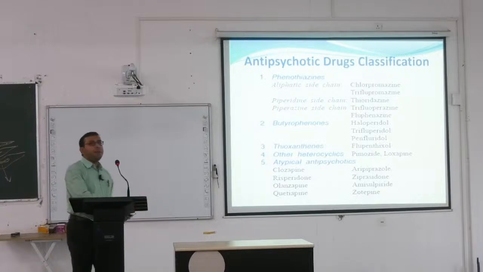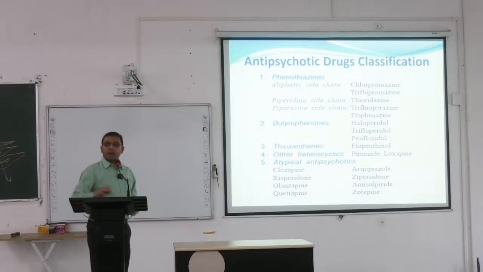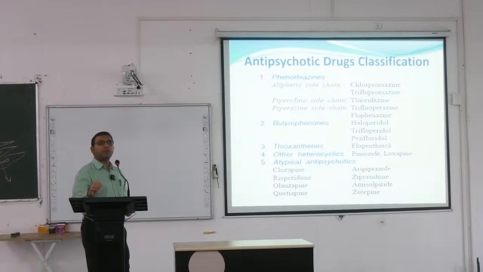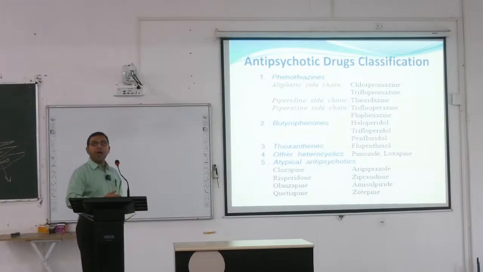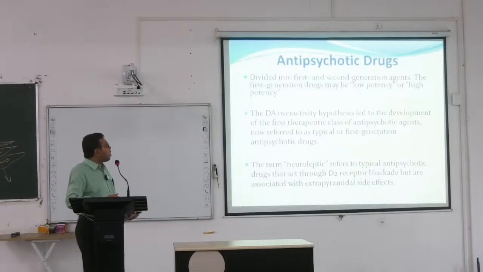These are basically typical antipsychotic drugs, and there are some atypical antipsychotic drugs. These are also commonly asked in the exam. What are the names of the atypical antipsychotic drugs? Names are clozapine, risperidone, olanzapine, quetiapine, aripiprazole, ziprasidone, amisulpride and zotepine. So these are the atypical antipsychotic drugs.